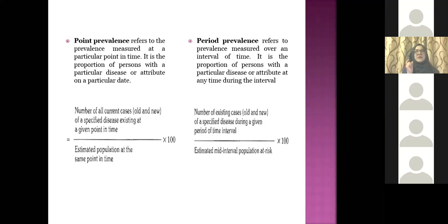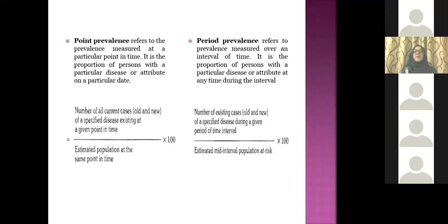So if you are considering the prevalence of a disease at a certain point in time, when you're describing that it is at this point in time, then it's the point prevalence. The formula is the number of current cases, all new and old, of a specific disease at a given point in time, divided by the estimated population at the same point in time.